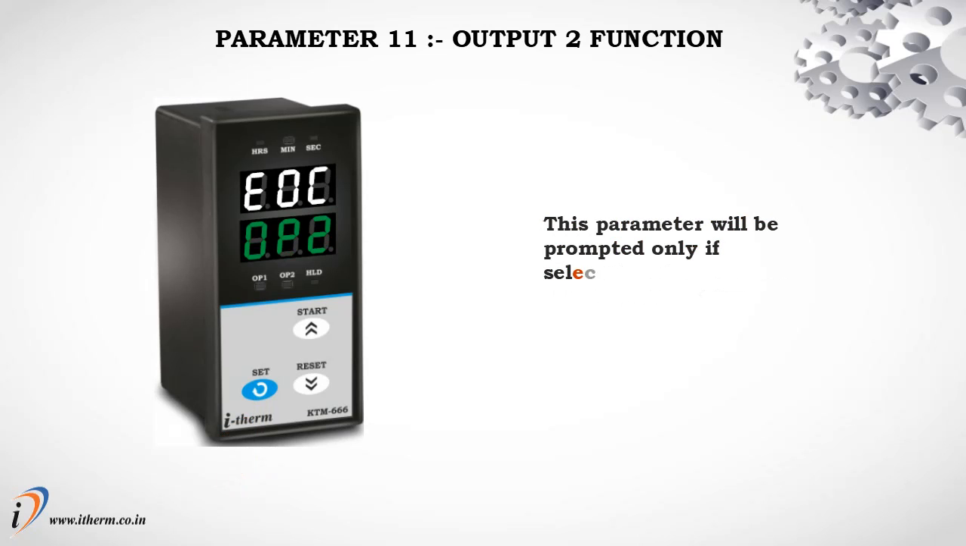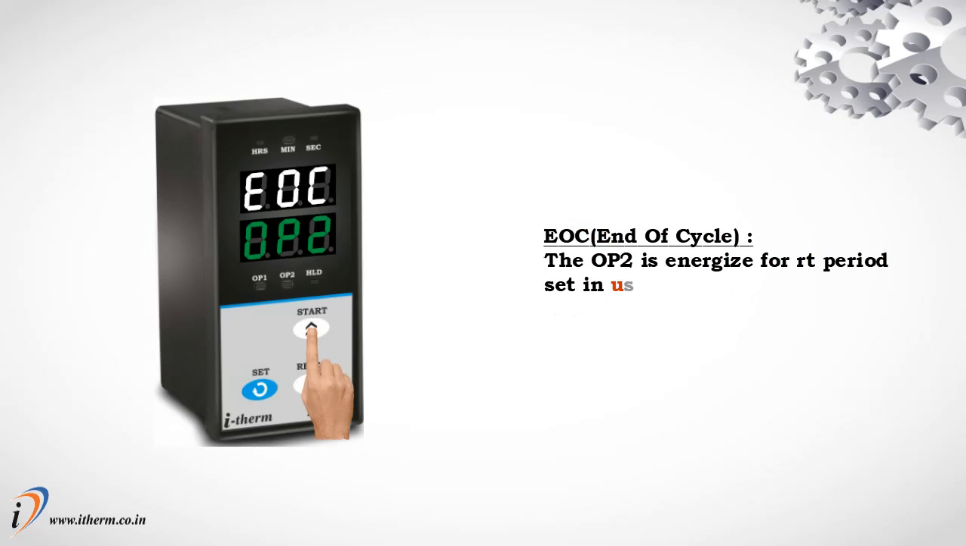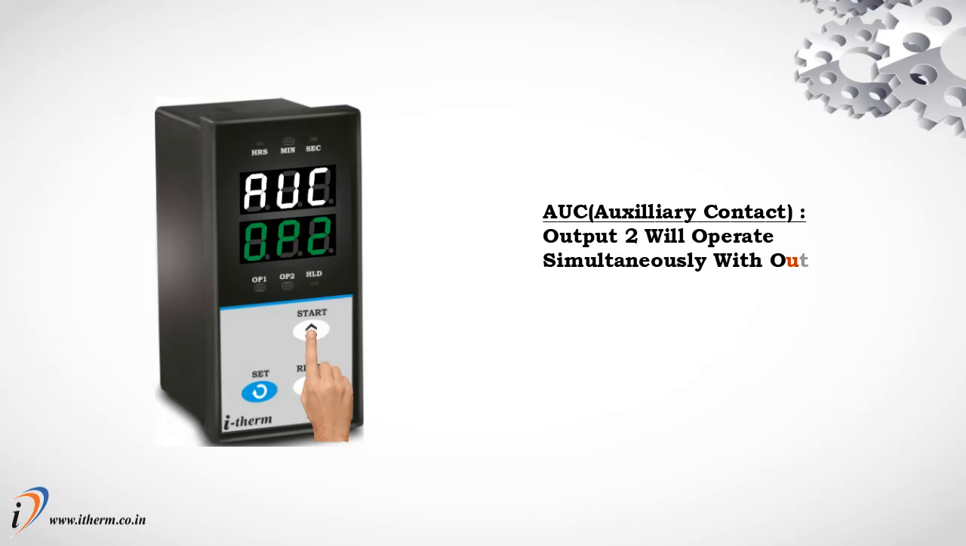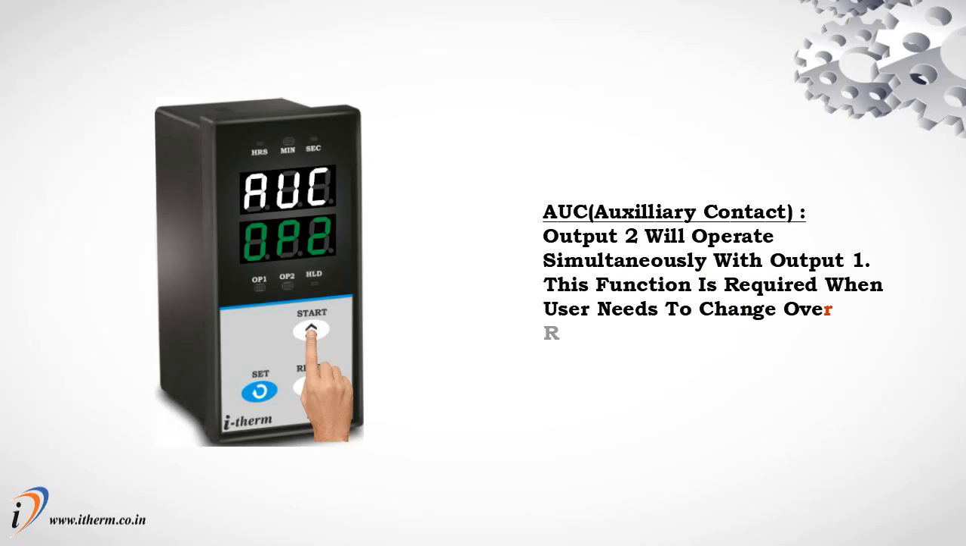Parameter 11, output 2 function. This parameter will be prompted only if the selected timer function is other than cycle 3. End of cycle. The output 2 is energized for the RT period set in the user list at the end of the timing cycle. Auxiliary contact. Output 2 will operate simultaneously with output 1. This function is required when the user needs to change over relay contacts.